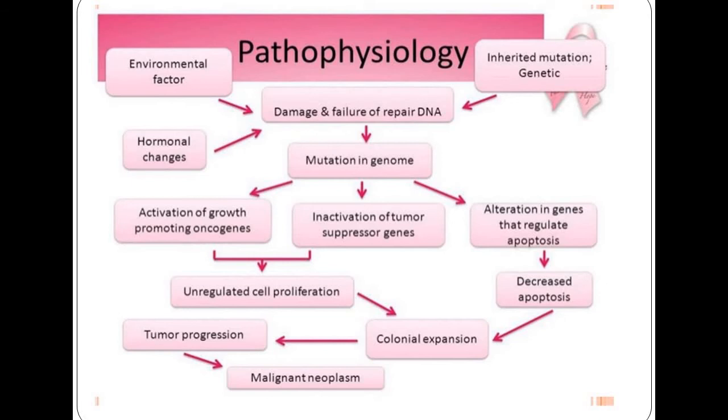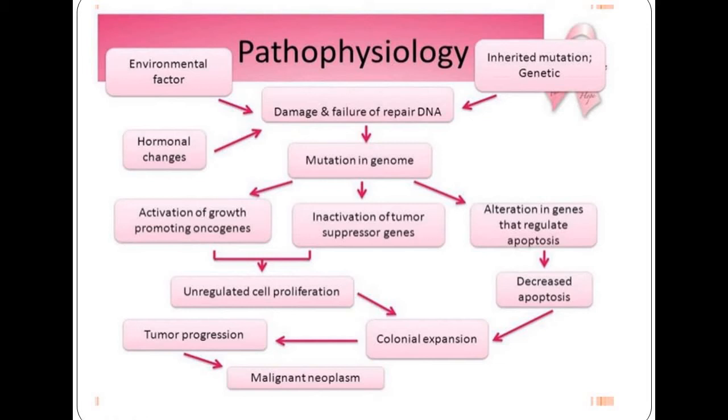This is the general pathophysiology of these risk factors, how they work. Whatever the risk factor, be it an environmental factor, an inherited mutation or genetic factor, or hormonal changes, all these factors will affect the DNA. This causes DNA damage, which will result in mutation in the genome. Once the genome is mutated, 3 different forms of mutation can occur.